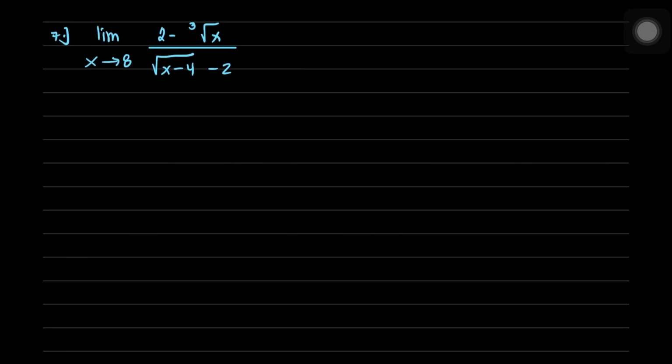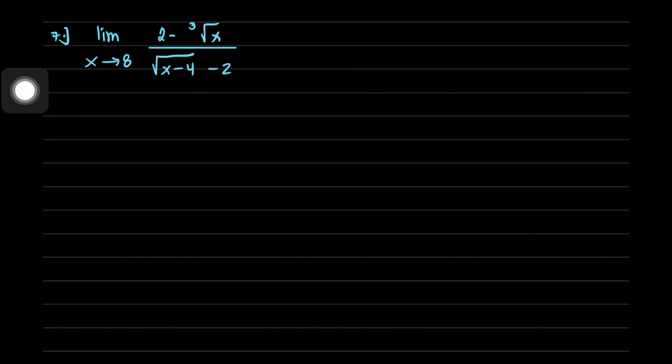Right. So let's have problem number 7. Now, this could be quite tricky, or you might find it difficult because it involves a radical expression, but here's how it is solved. Right? So find the limit of 2 minus cube root of x all over the square root of x minus 4 minus 2 as x approaches 8.